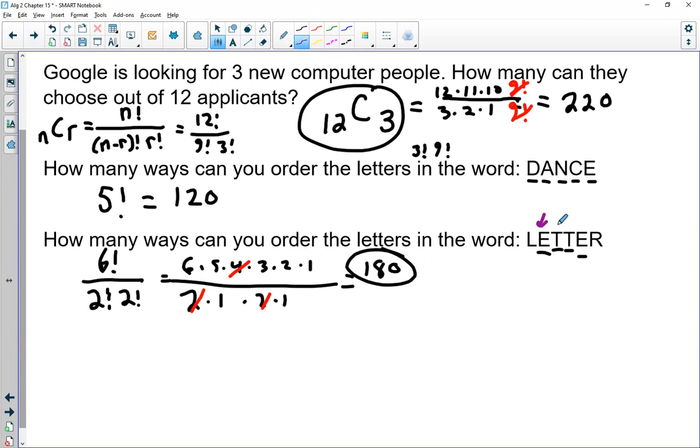I have 2 E's, so I have to put 1 for the 2, that one. And I got 2 T's, so I got to put 1 for that one. If I had a triple, I would put 3 exclamation points. If I had a quadruple, I'll put 4 exclamation points.